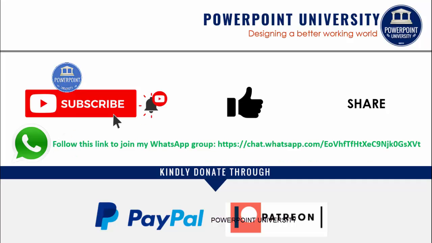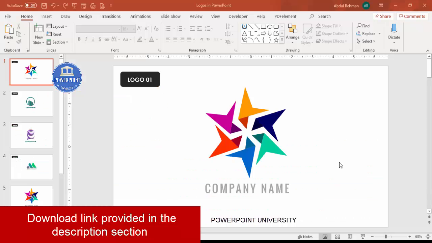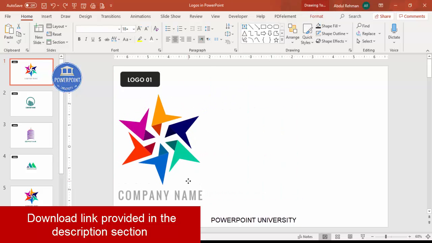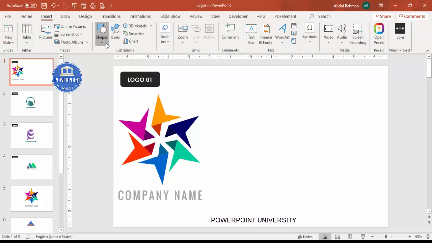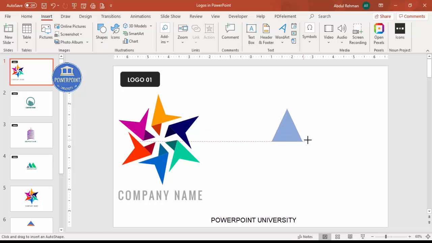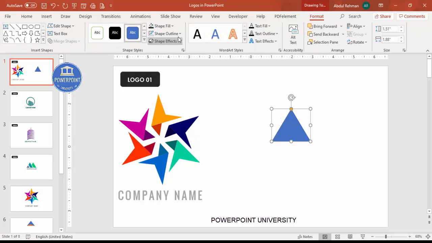So let's start the tutorial. I'm going to show you this logo one sample. Let me just select this logo and move this aside. Then go to Insert, Shapes. From the basic shapes, I'm going to select the triangle and draw the triangle, any size, not a problem. Shape outline, make it no outline.